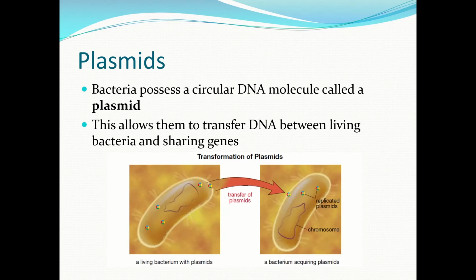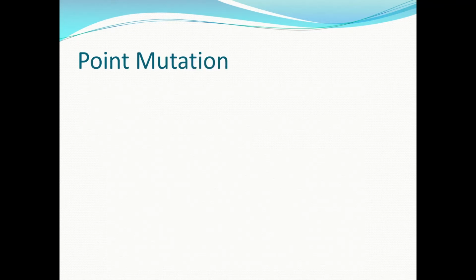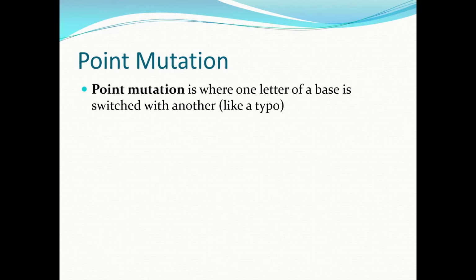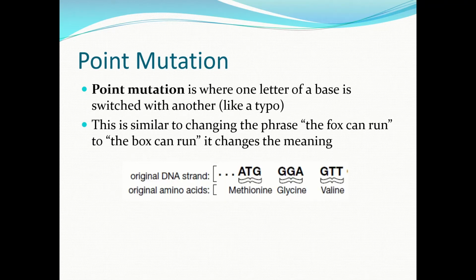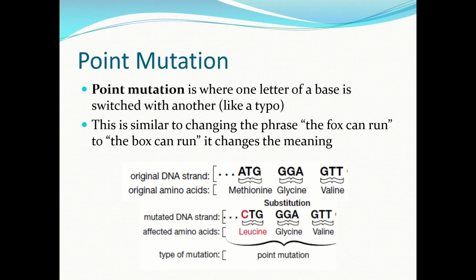Okay, so that's how bacteria work. We work a little bit differently. There's two types of mutations that can change our DNA. The first one's a point mutation, and that's kind of just like a typo. You switch one letter with another, right? This is similar to changing the phrase "the fox can run" to "the box can run." Yes, it changes the meaning, but you get the basic gist of it. Right, this is our original strand and original amino acids. Here I switched out a C for an A, and two of the three are still the same. Might still be okay. Not that big of a deal with a tiny little point mutation.